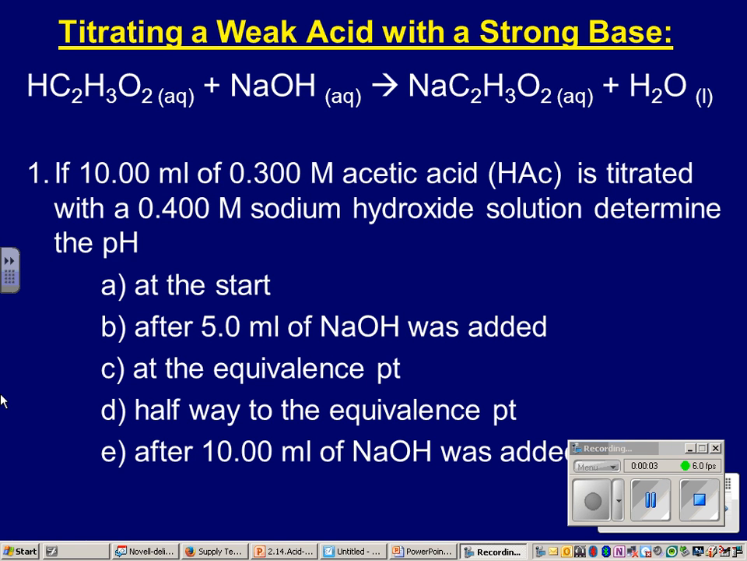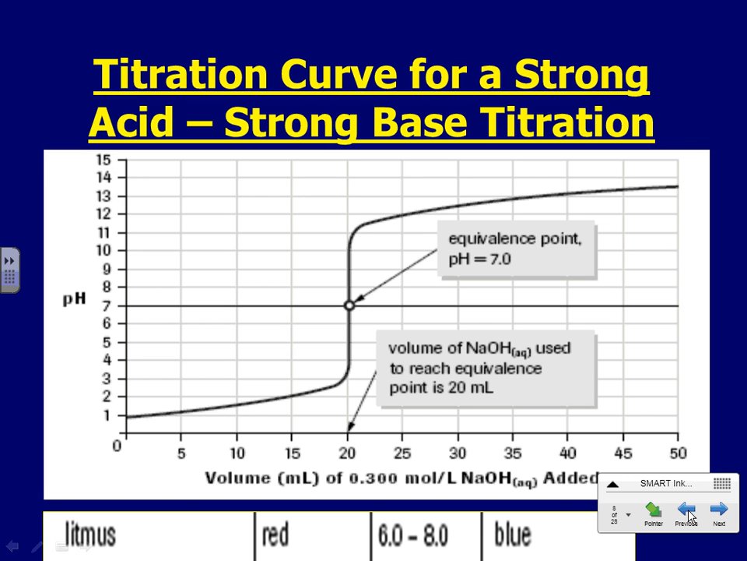Okay, this is the second part of the titration lesson. In the last part, we looked at the titration curve for a strong acid reacted with a strong base. And when we analyzed the entities that were in the water at the equivalence point, we found that it was sodium chloride.